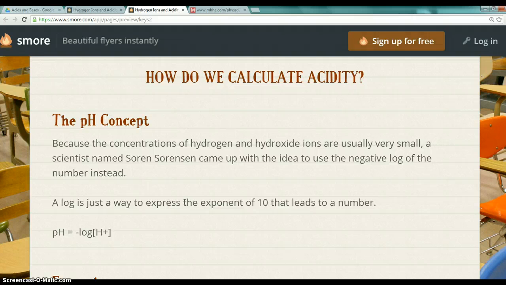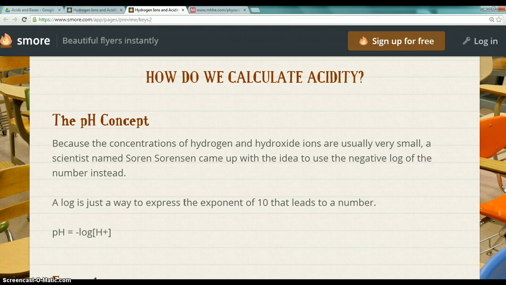Okay, so let's get to the calculations. If you don't have your calculator out, you need to get it out because I want you to follow along as we do these calculations. So we're going to look at how to find the pH. Because the concentrations of hydrogen and hydroxide ions are usually very small, they were written in scientific notation. So scientists got really fed up having to write these small numbers out, so a guy named Søren Sørensen came up with the idea of the pH concept.